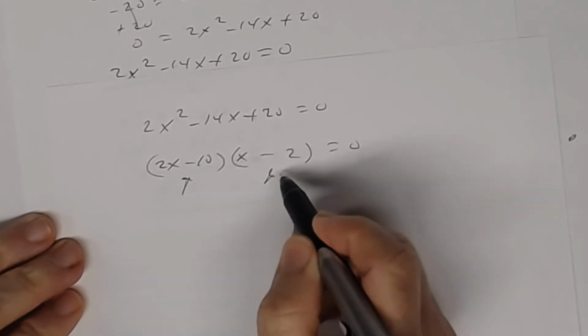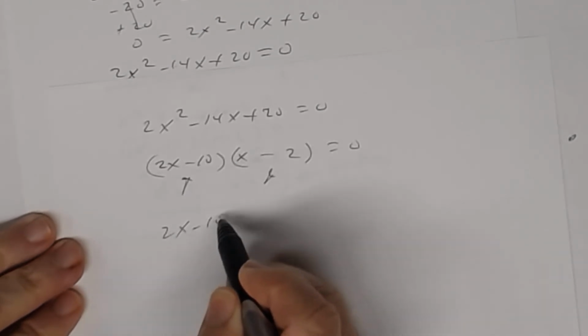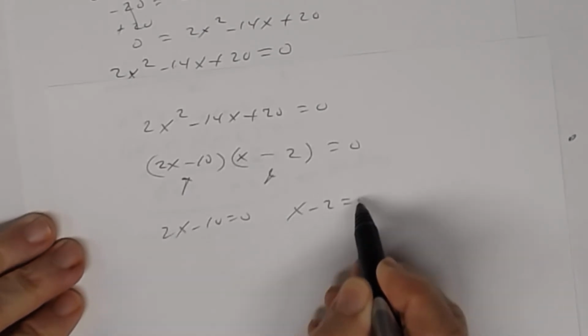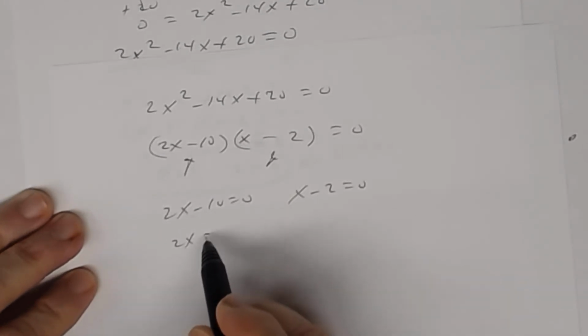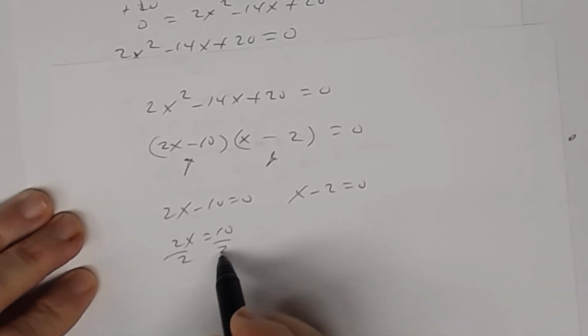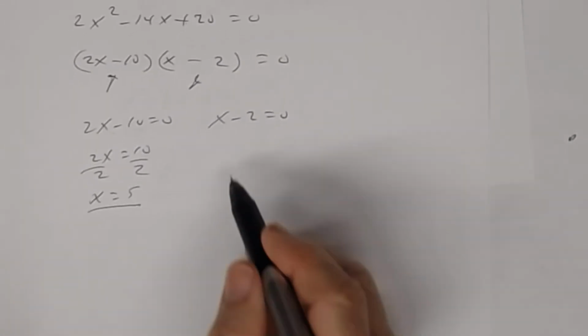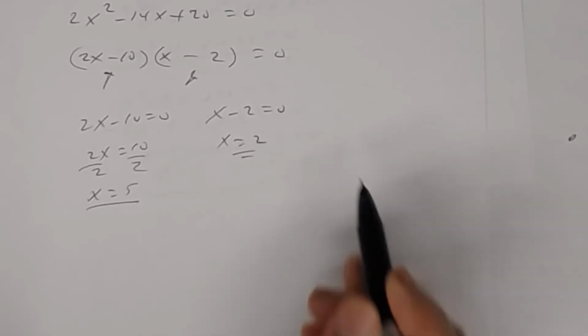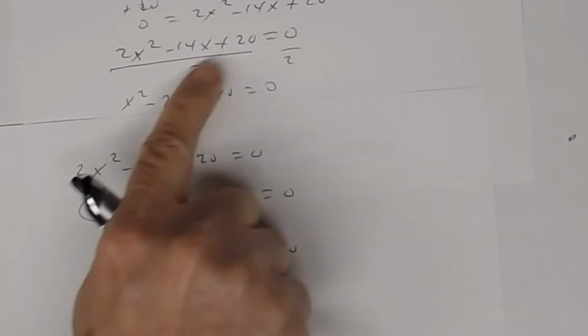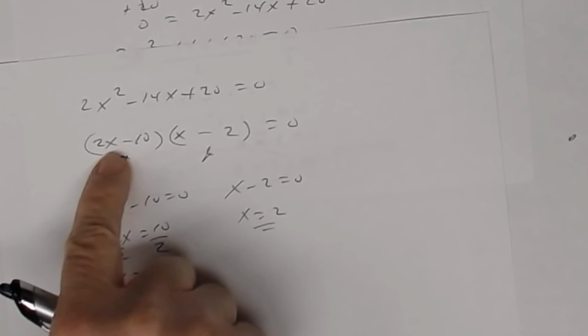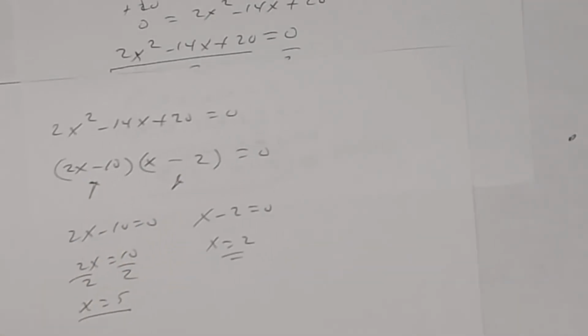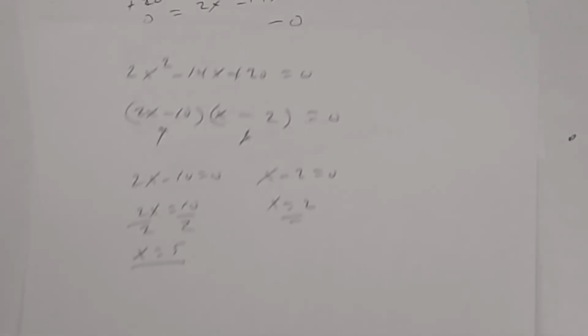Then you set each one equal to 0. You get 2x minus 10 equals 0. x minus 2 equals 0. Here you get 2x equal 10. Divide by 2. You get x to be 5, which was one of those we found, right? Right here. Over here, this one's easy. x equals 2. All right. So if you did not divide both sides by 2, it's still easy to factor. All right. So that's number 22.